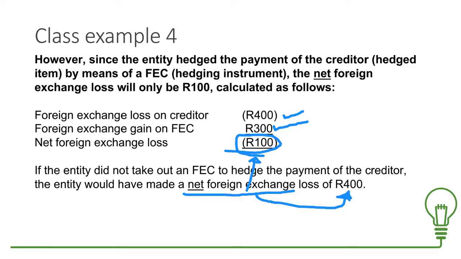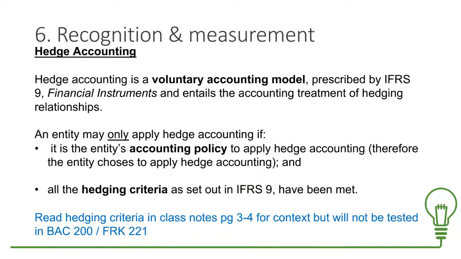So it's to try and protect us from the loss. We still need to record the loss, but we're also going to record the gain, and then the net effect is that we are protected, right? So let's just talk a little bit about the theory.